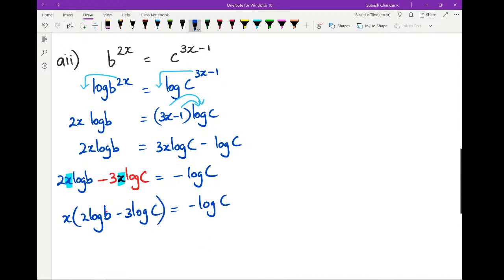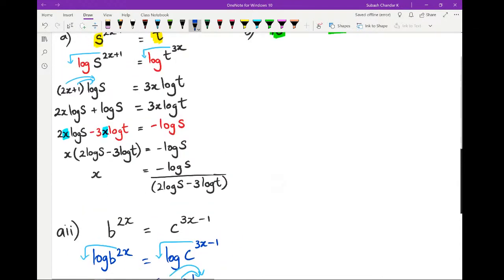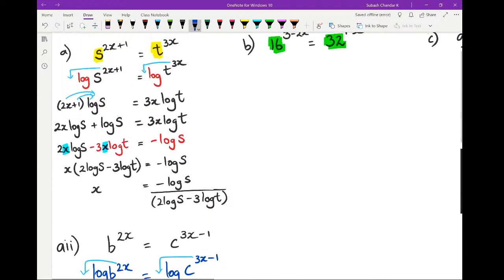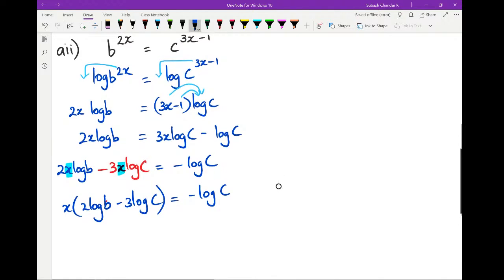Did I just end up writing the same question in a different way? Oh, wow, I didn't even realize that. My bad, guys. So then we've got x is equal to minus log c over 2 log b minus 3 log c. Very similar to that other question. Really strange, unless I made a mistake somewhere.